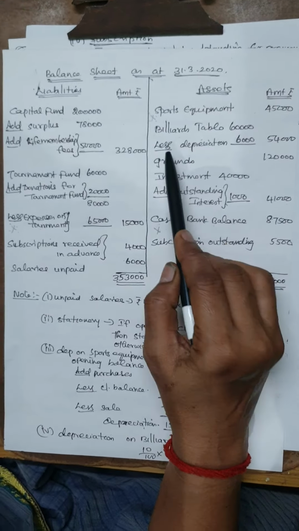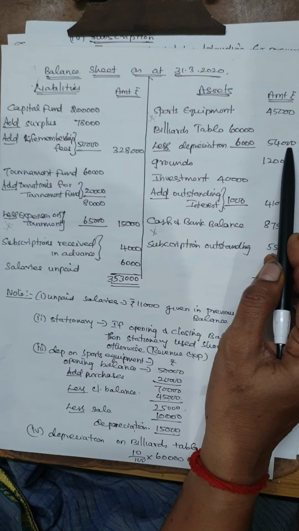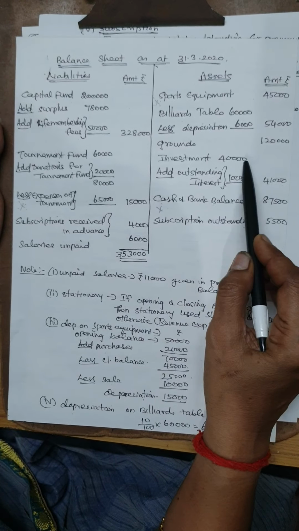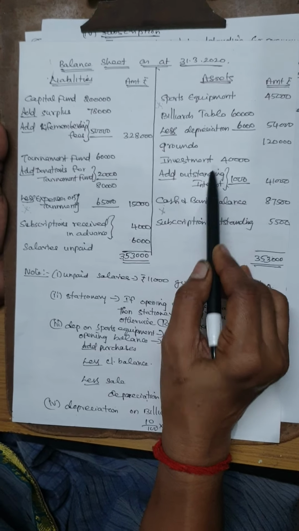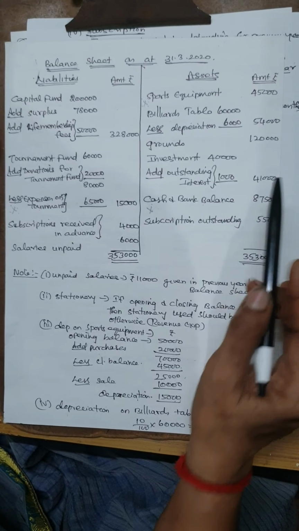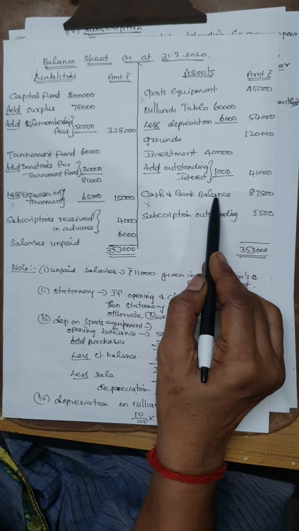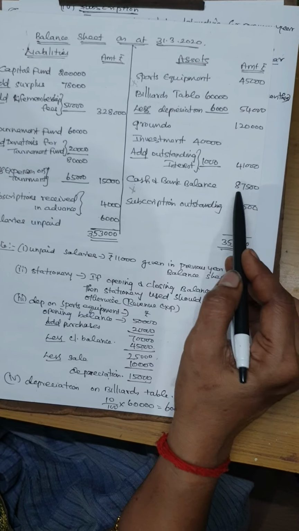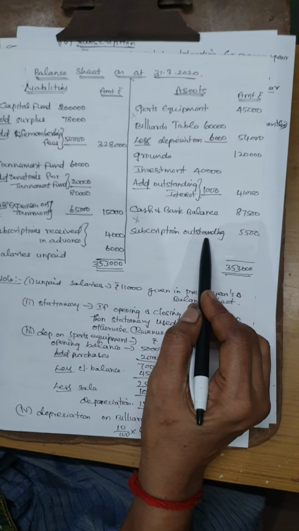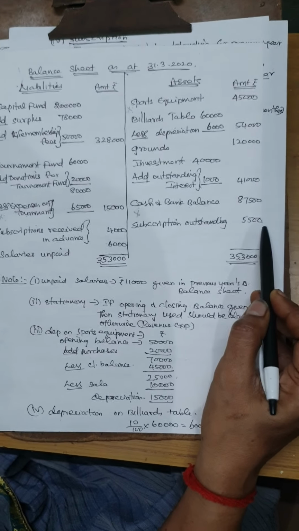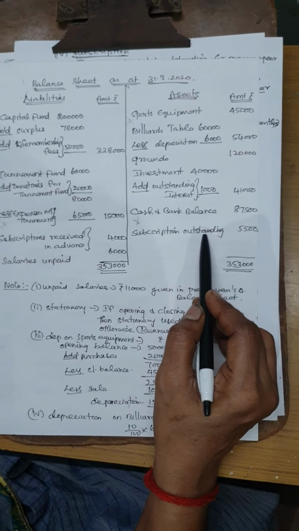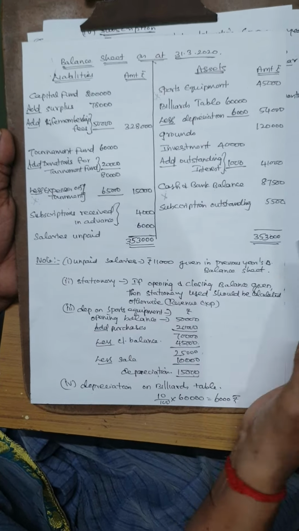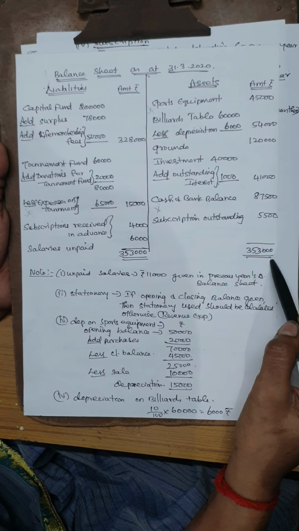Billiards table 60,000, less depreciation 6,000, so 54,000. Grounds 1,20,000. Investments 40,000, add outstanding interest 1,000, so 41,000. This cash and bank balance is nothing but the closing balance given in the receipts and payments account, that is 87,500. Outstanding subscription of the current year 5,500, which is given in the adjustment again. So if you add these, you will get 3,53,000 on the liability side, and again on the asset side 3,53,000.